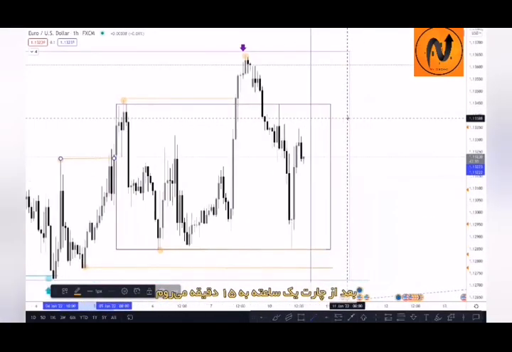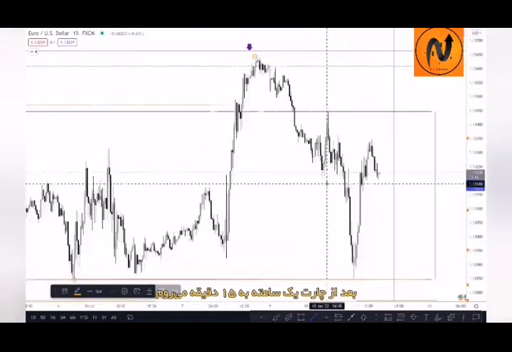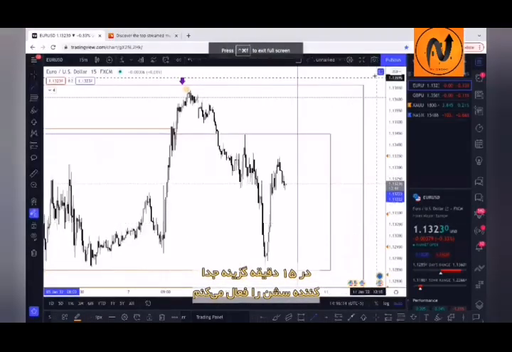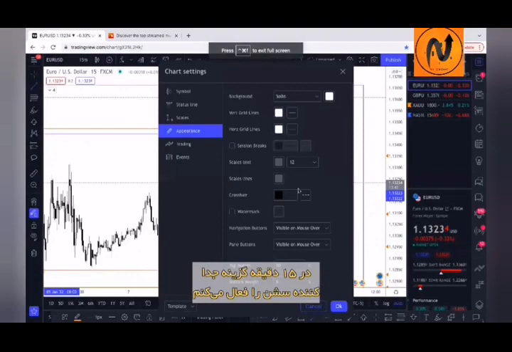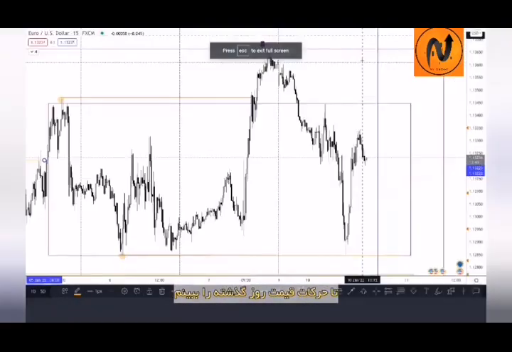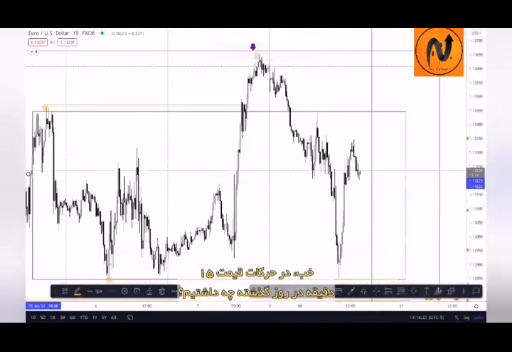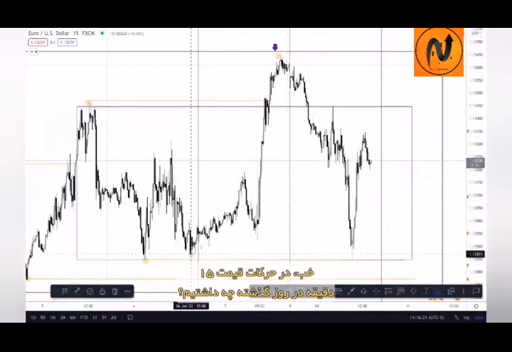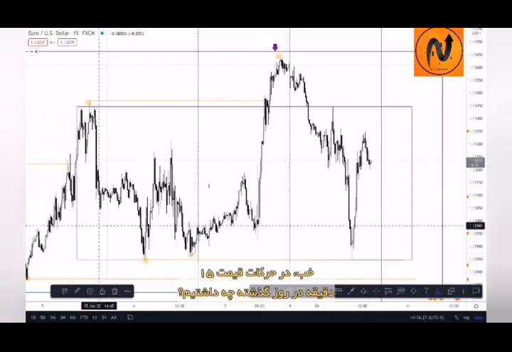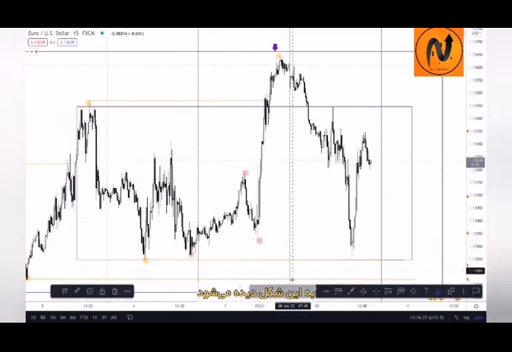Now what? After the 1 hour, I go into the 15-minute. Right, once I'm in the 15-minute, I like to turn on my session breaks to see previous day price action, right? So what did I have from previous day price action? Well, the 15-minute, right? Looks something like this.